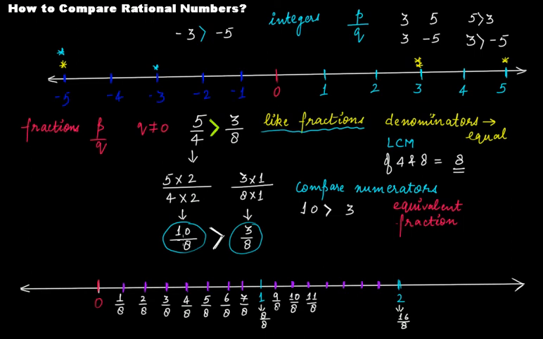Okay, so where does this 10 over 8 come? 10 over 8 comes here. 10 over 8 comes here, right? And where does this 3 over 8 come? 3 over 8 comes here. Of course, 10 over 8 is to the right of 3 over 8. That means whenever we move towards the right on a number line, our value always increases. Okay. So here we first compared it like this and then we represented the same comparison on a number line. Okay. Let's move to another point.